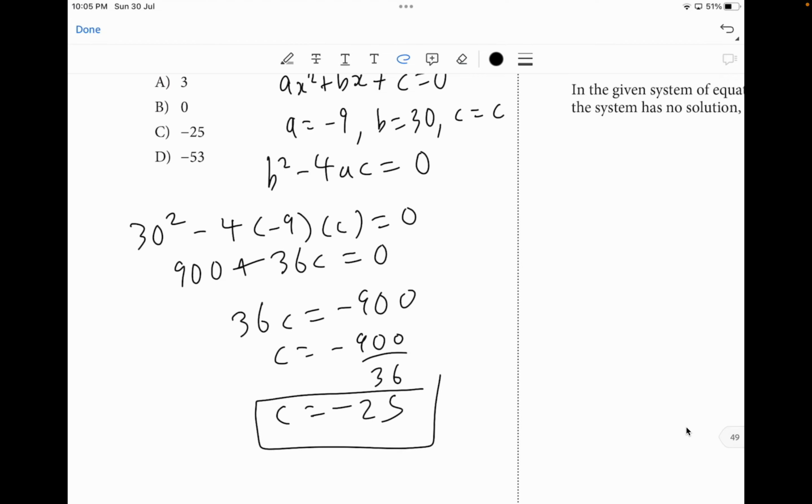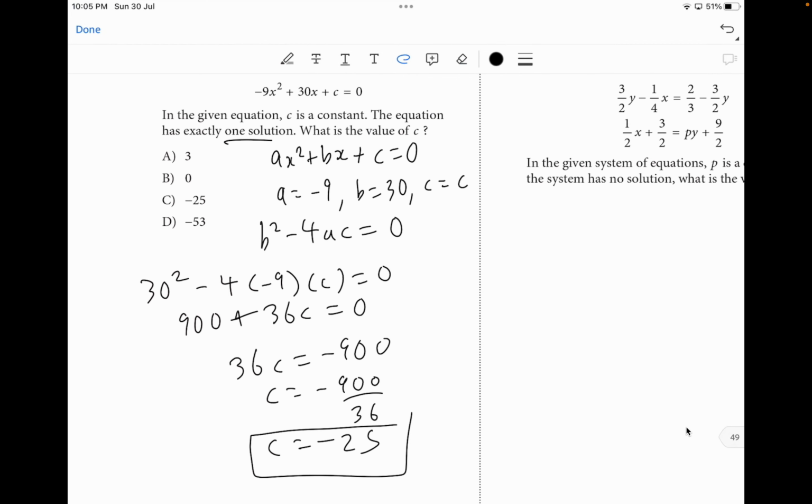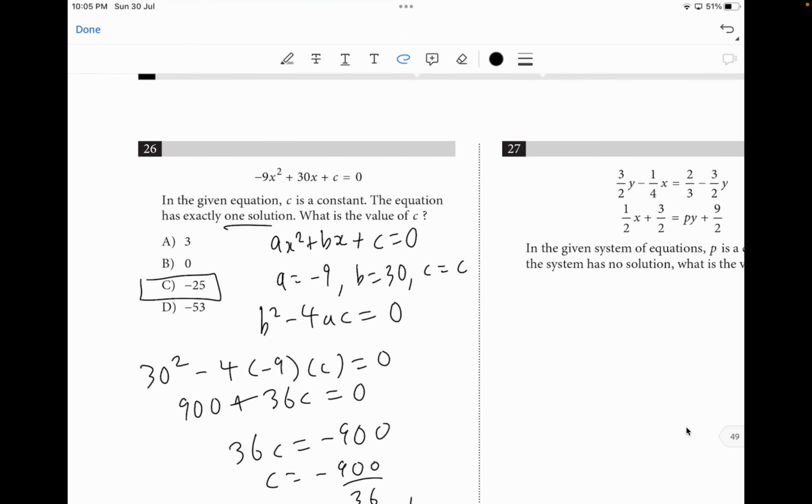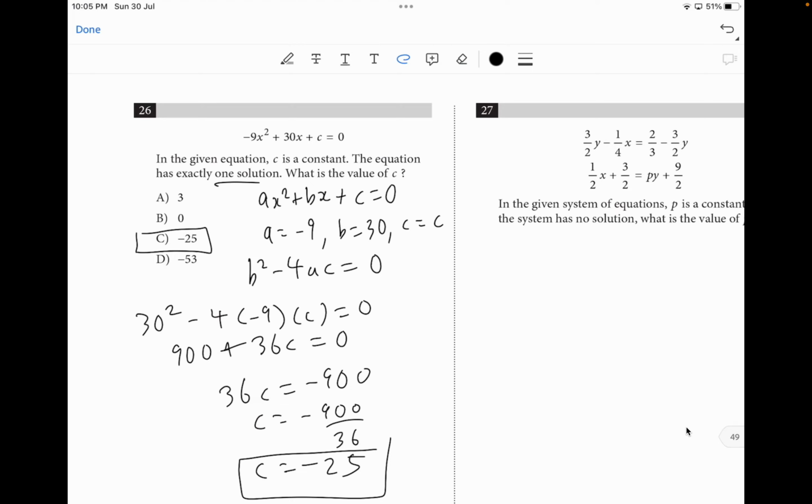So the value of c is going to be negative 25. Option choice C is the correct answer for question number 26, which has the value negative 25.